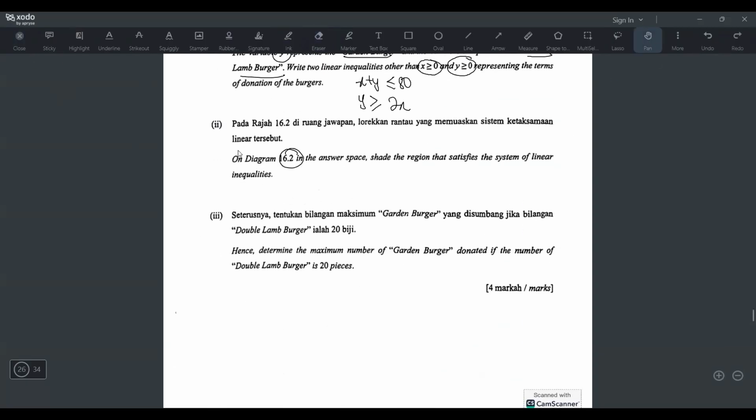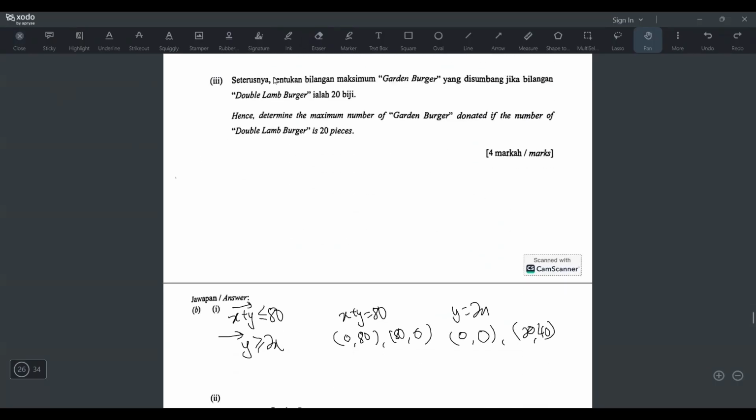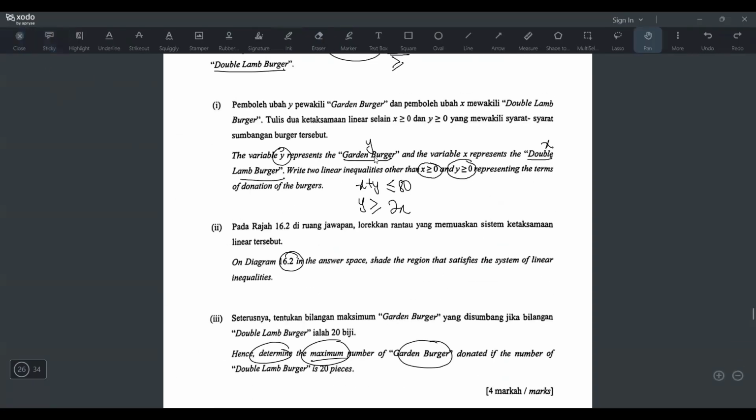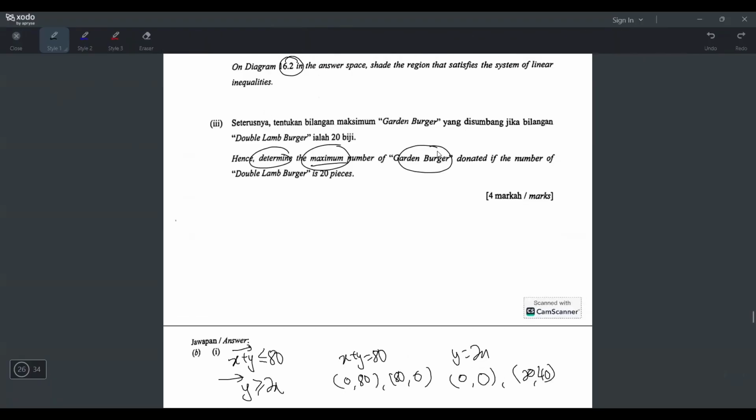That is the question 2, because they say shade the region, right? So that's all. Let's do number 3. Determine the maximum number of garden burgers. Is garden X or Y? If you forgot, you can take it out again, it's Y, right? So the number of garden burgers is Y. It means they want to find Y maximum.